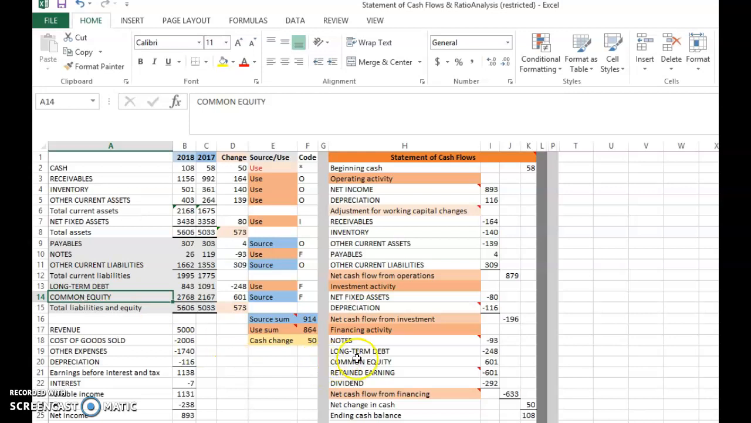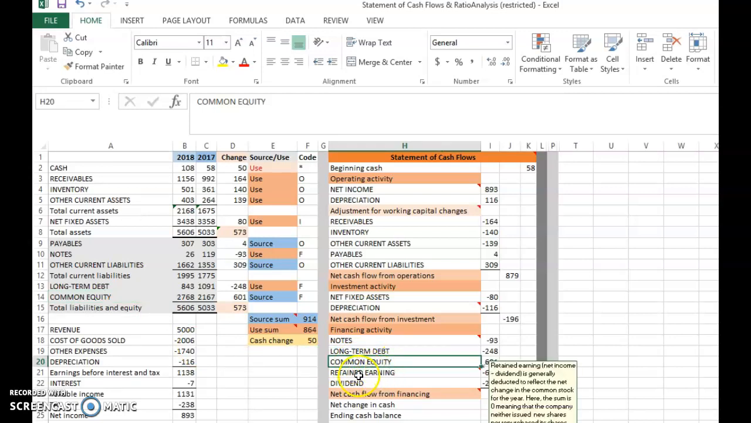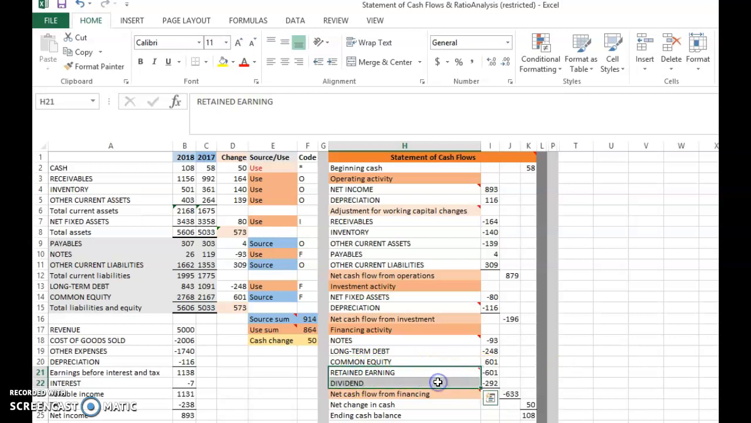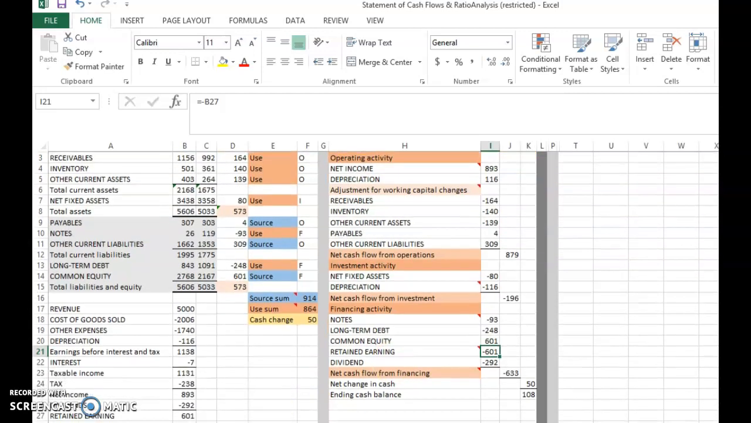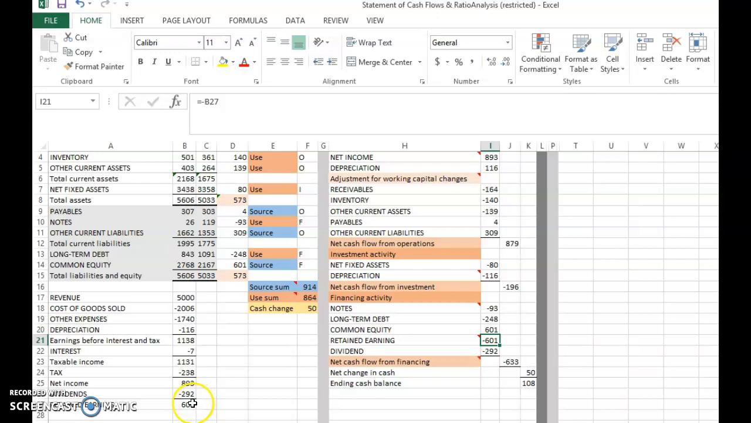If you use the second formula, it should be common equity minus net income. But here we break down net income into 2 items. Remember, net income is actually made up of retained earnings and dividend. Retained earnings is 601 million. If you go below, you can see that. It is exactly the same as common equity. So the increase in equity is actually accounted for by the retained earnings. There is no new issue of shares in this particular company for that year.